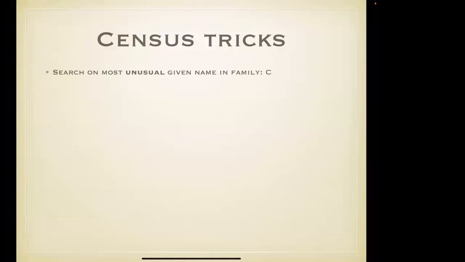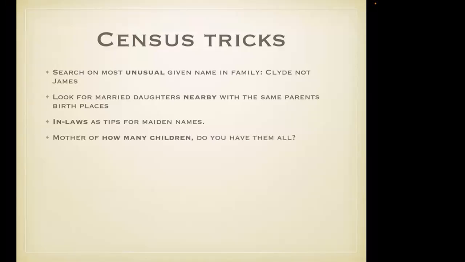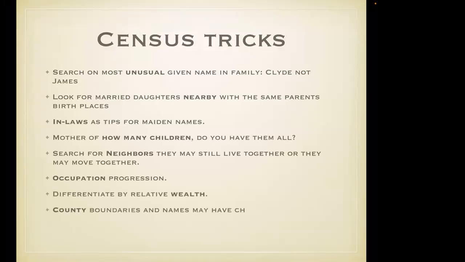So here's a couple of tricks that we'll talk about. If you're having a challenge finding your ancestor, and maybe they have a common name, like my grandfather's name was James, there were some problems in finding his record. But he had a brother named Clyde, and Clyde is a much less common name. And so by searching on Clyde and some other key pieces of information, I was able to find the family.